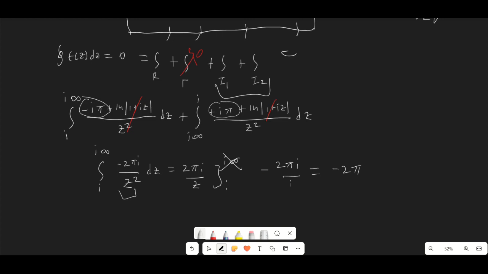So going back right here, this was the value of I1 plus I2, so this means our integral over R equals 2 pi, because this was all equal to 0. And this means that our integral I just equals pi.